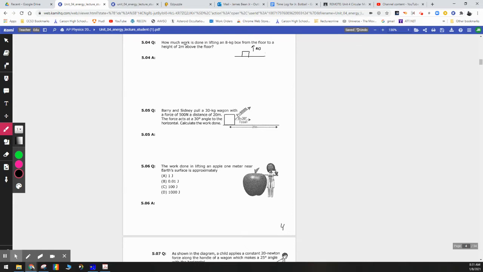Now we've got to be careful. How much work is done? Two things to consider. Is it going to be done by you, or is it going to be against gravity? So we have to be a little bit specific here about what we're talking about. Against gravity.